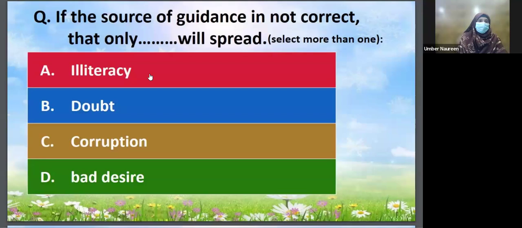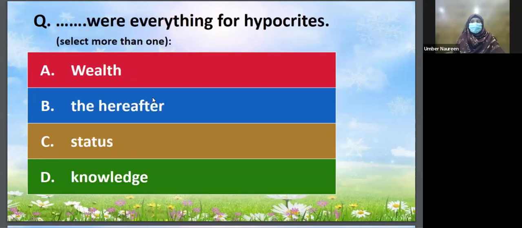Now answer me. If the source of guidance is not correct, then only dash will spread. A, B, C, D. Answer in the chat box. The options are: illiteracy, doubt, corruption. Answer could be more than one. Sister Mariam is writing A, B, C, D. Yes, this could be all. Next, dash were everything for hypocrites. A, B, C, D. Select more than one.